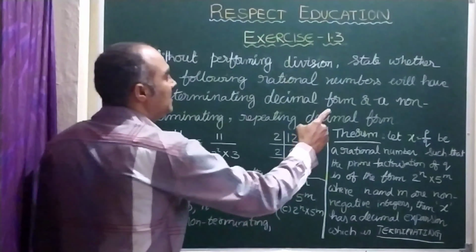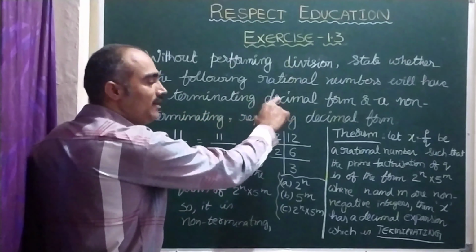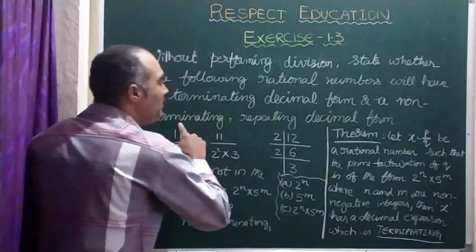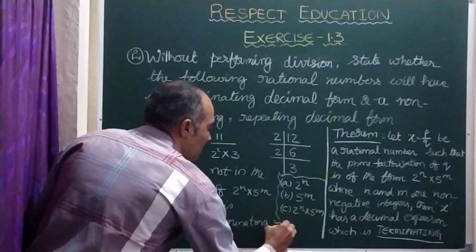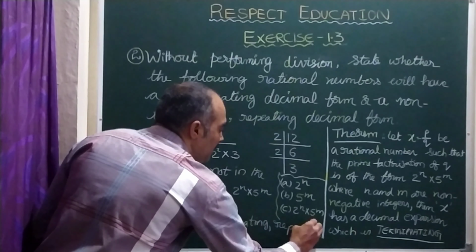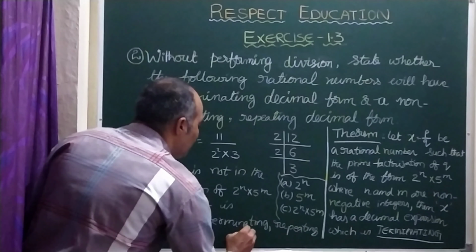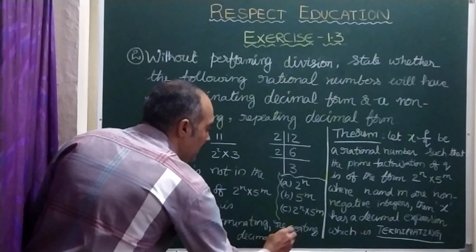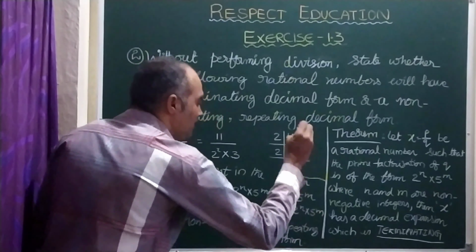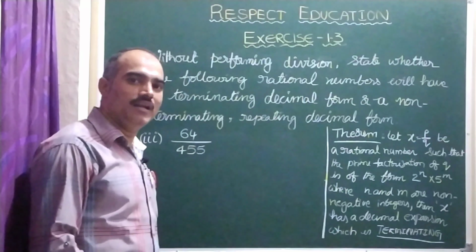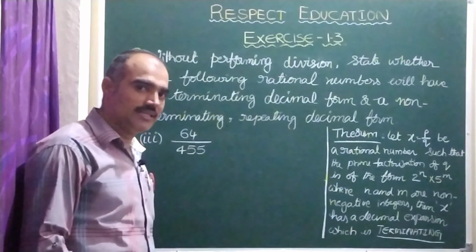See here, options, children. If it is not terminating, then it is a non-terminating repeating decimal form. Let us see the next bit. That is the third bit, 64 by 455. So here p is 64, q is 455. We are going to write the prime factorization of q. That means here the prime factorization of 455.